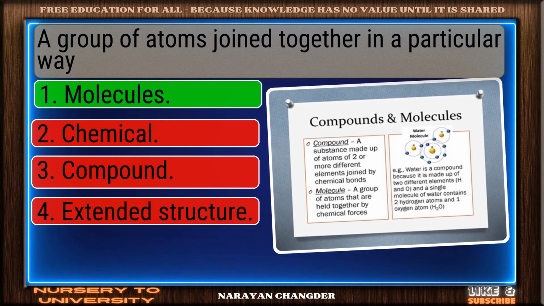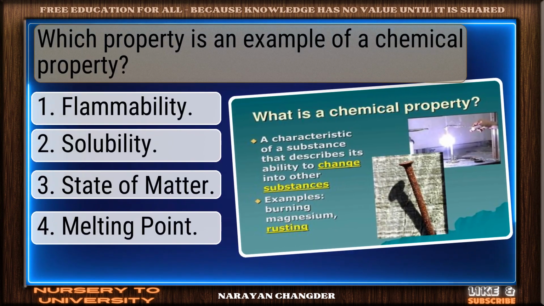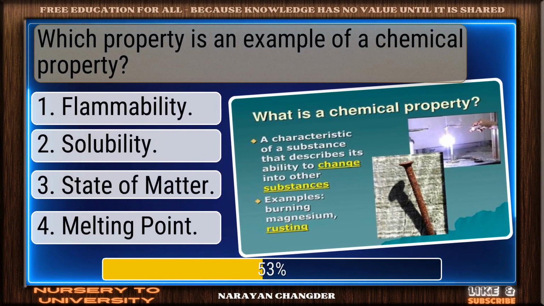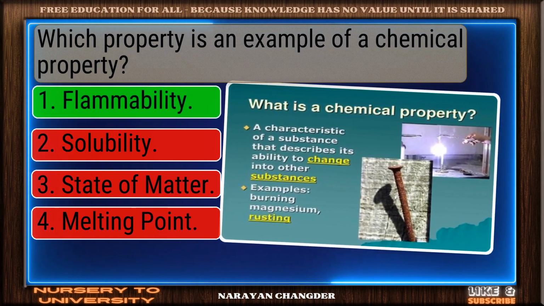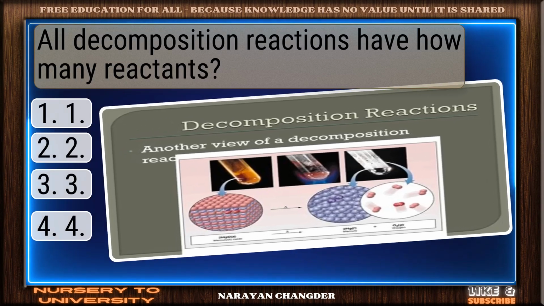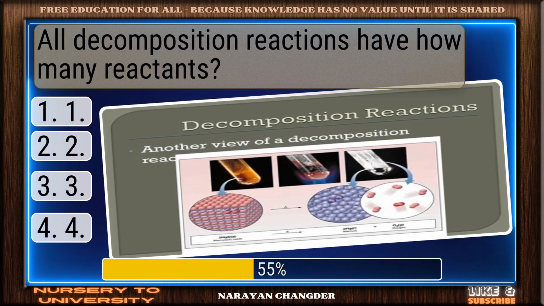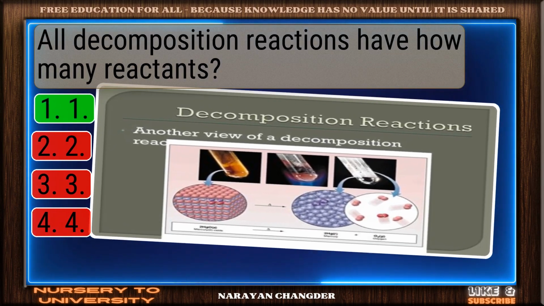Exactly. Molecules make sense and it is right choice. Which property is an example of a chemical property? Nicely done. Flammability is a solid answer. All decomposition reactions have how many reactants? You got it. Your choice 1 is right.